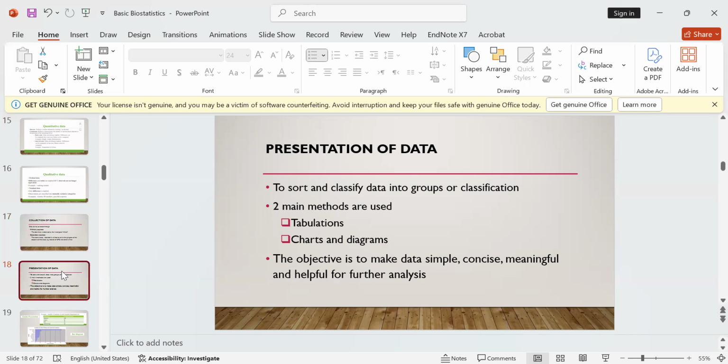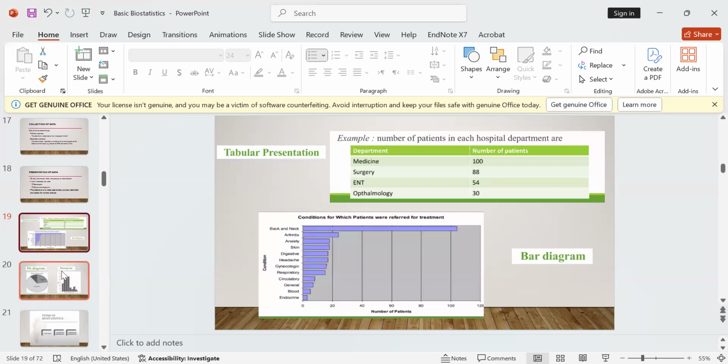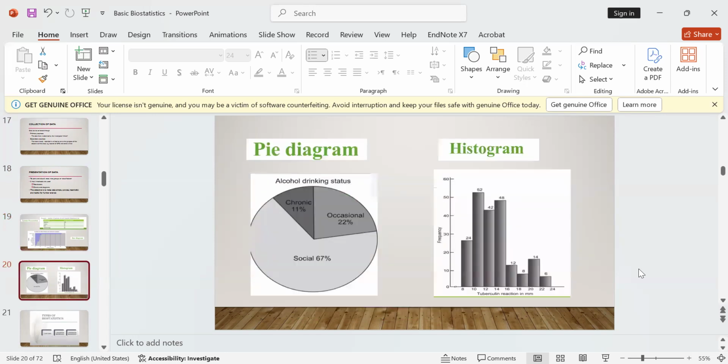Presentation of data. To sort and classify data into groups or classification, there are two main methods used: tabulations, and charts and diagrams. The objective is to make the data simple, concise, meaningful, and helpful for further analysis. This is how the data is presented. This is the tabular presentation of the data. Underneath is the bar diagram, then is the pie diagram, and this is the histogram.